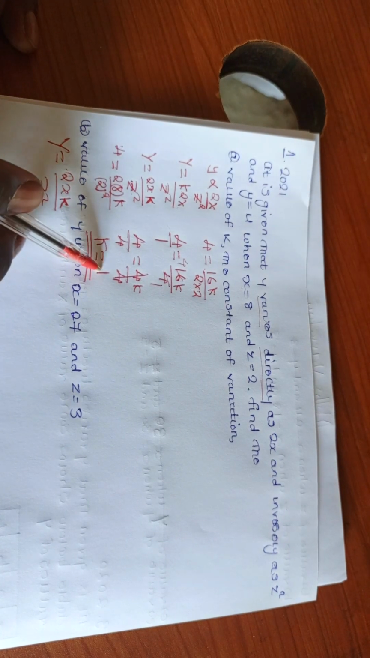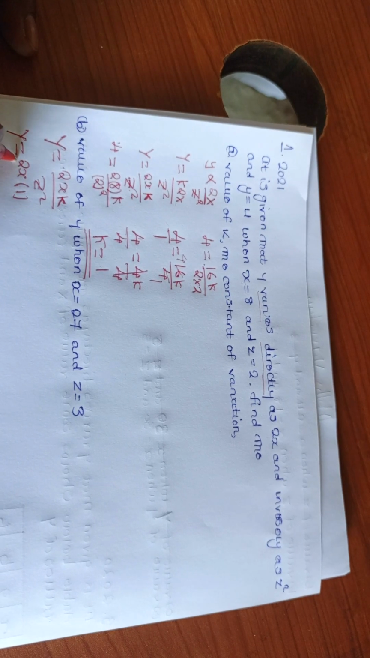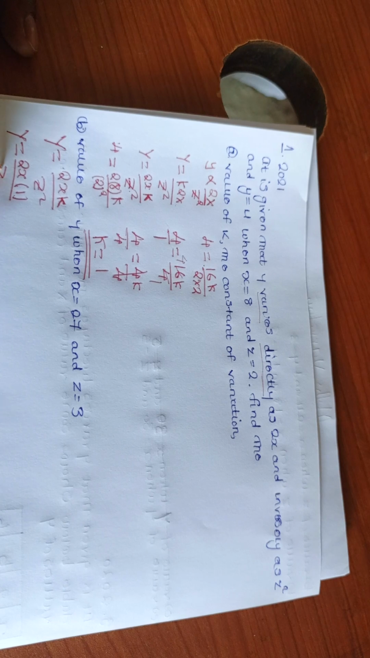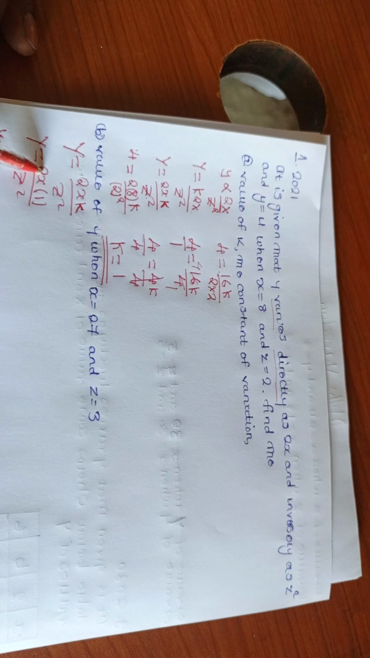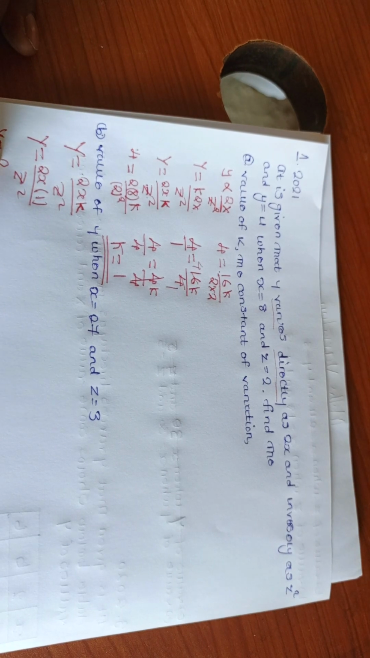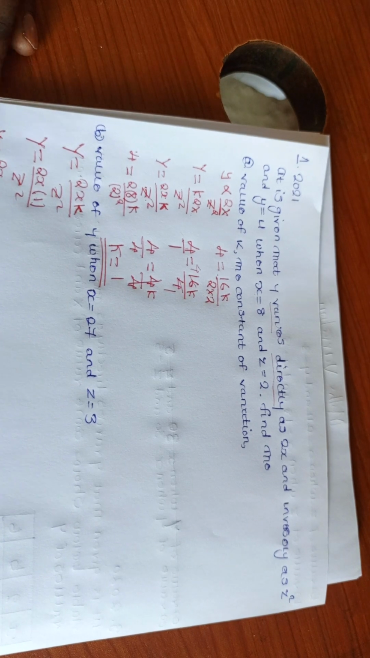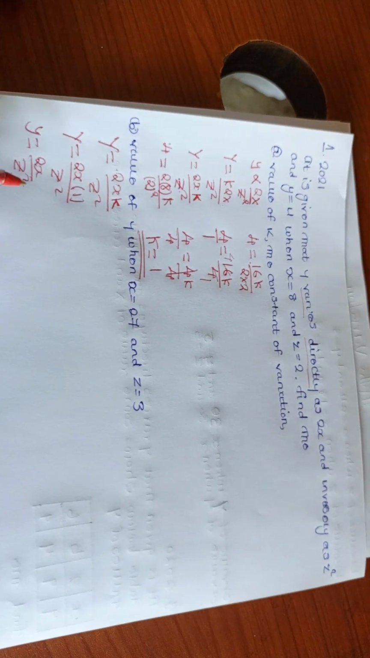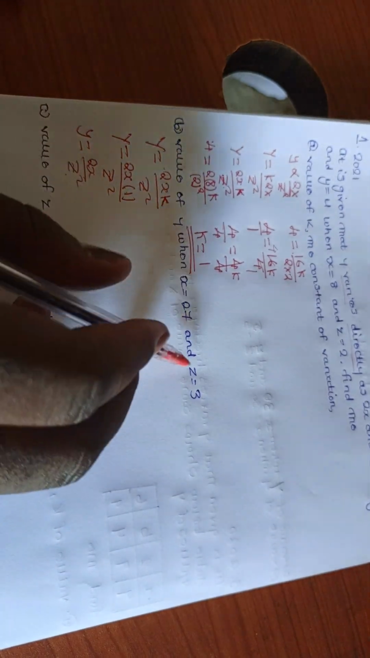Since the value of k is 1, I'm going to say y is equal to 2x, k is 1, then over z squared. So y is equal to 2x times 1, it will be 2x over z squared. So this will be our simplified formula. Then from here, we proceed. Since we're finding the value for y when x is equal to 27 and z is equal to 3.